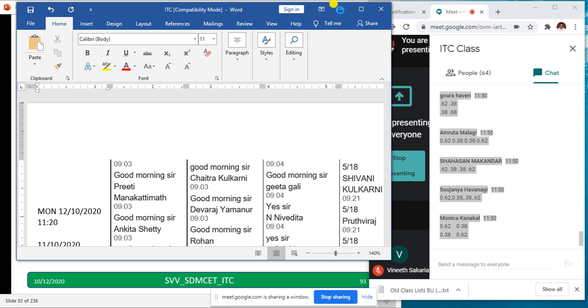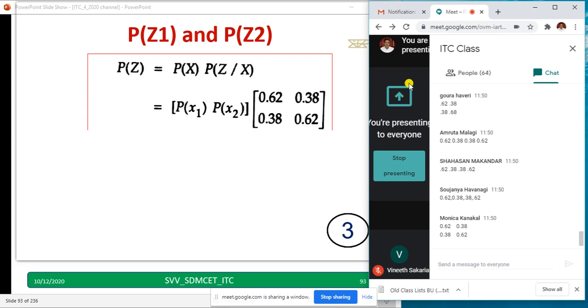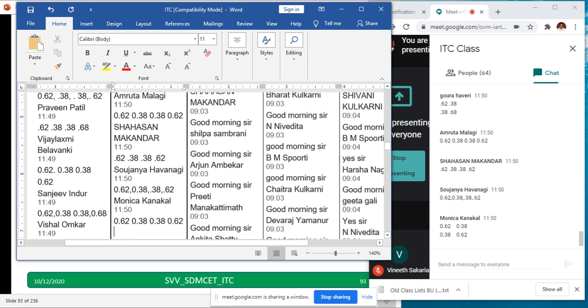Now the probability of z, I'll just fill the values and find out the probability of z equal to. I'll show you the result. We can compare the result also.